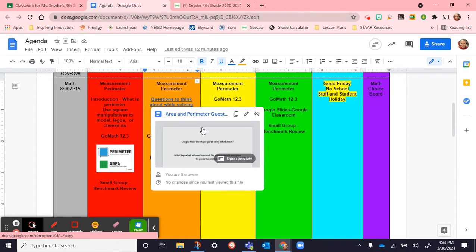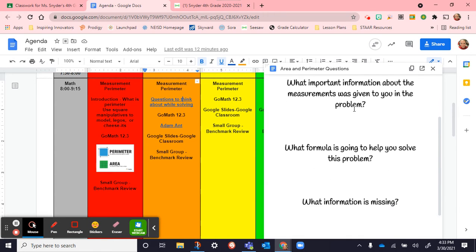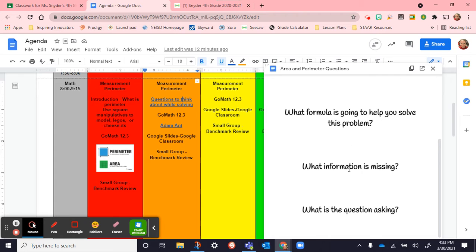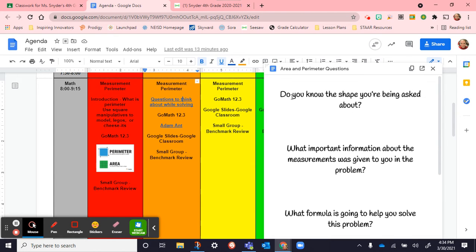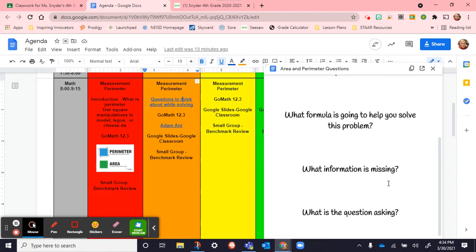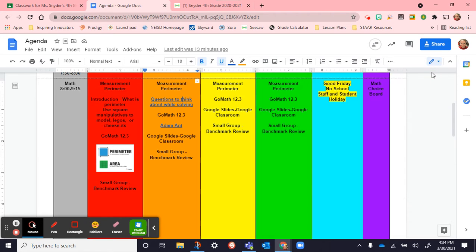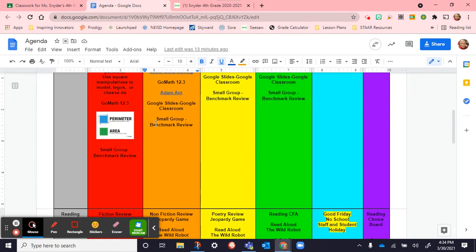These are just some questions to think about. You can click on this and look through these when you're solving. Do you know what shape you're being asked about? What important information about the measurements was given to you in the problem? What formula is going to help you solve this problem? What information is missing? What is this question asking? Okay, so we'll keep referencing back and thinking about those as we move through this unit.